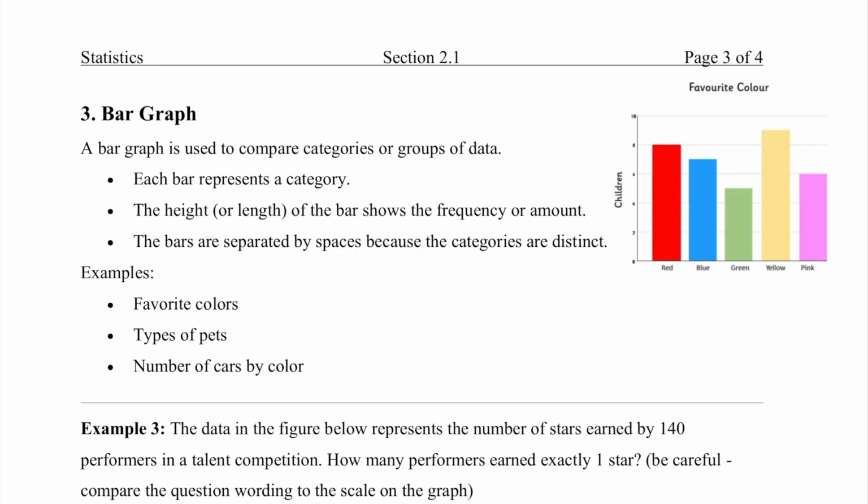One important feature of a bar graph is that the bars are separated by spaces. The spaces remind us that the categories are distinct and separate from one another. Some common examples include favorite colors, types of pets, and car colors.